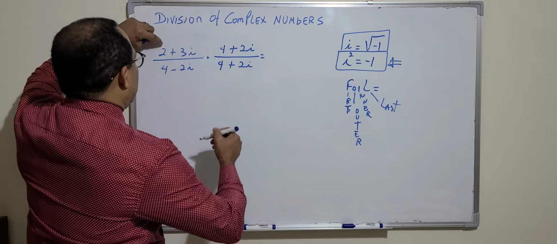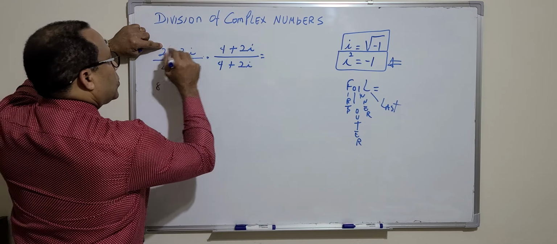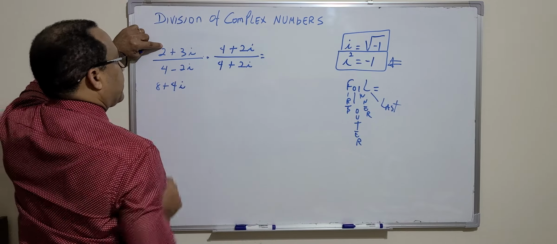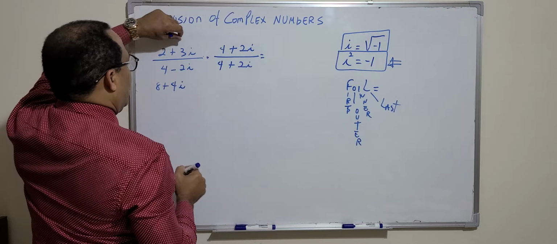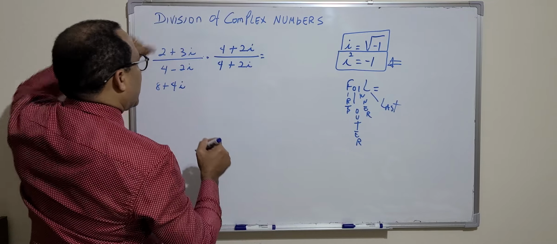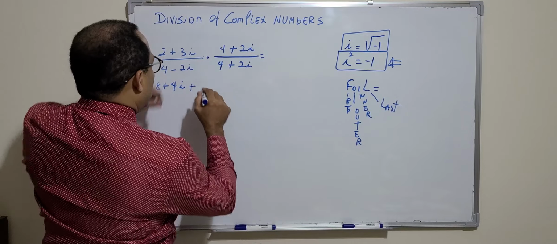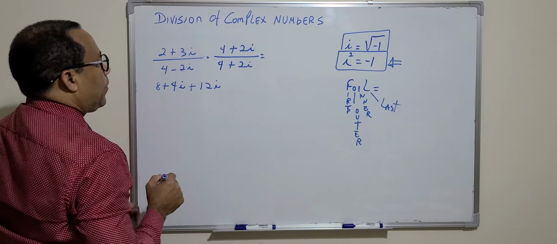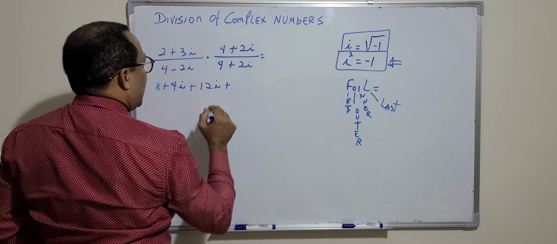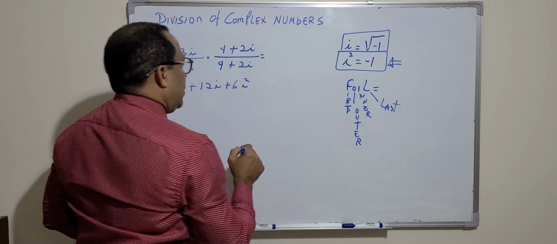Let's multiply. This is 2 times 4 is 8. 2 times positive 2i is positive 4i. Inner terms: 3i times 4. 3 times 4 is 12i, and positive times positive is positive. This will be 12i. And then multiplying 3i times 2i, positive times positive is positive, and multiplying 3 times 2 is 6, and i times i is i squared.